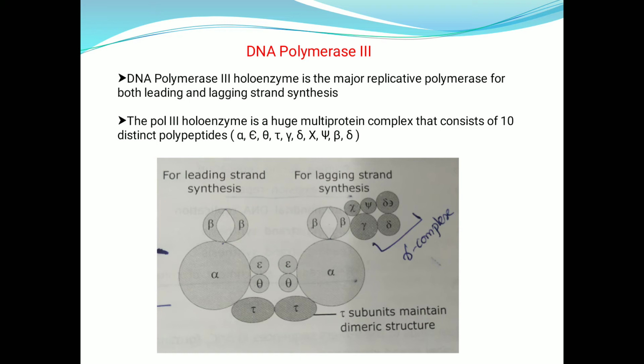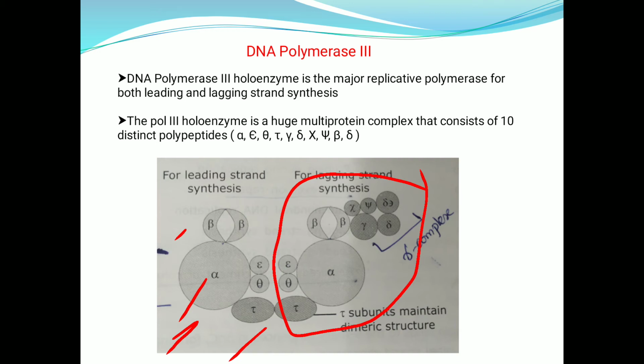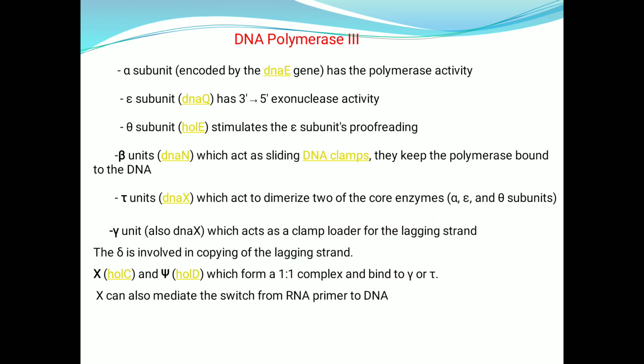If you see in the diagram, here it is a dimeric component which has two complexes, and here the alpha subunit is there, beta, epsilon, theta, tau, and this complex is for lagging strand and this is for leading strand synthesis, and these are held together with the tau subunit. And the different functions of different subunits are here.